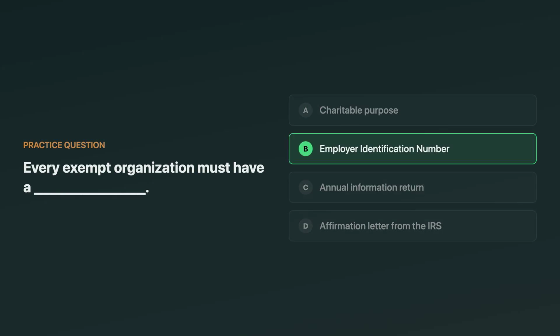The correct answer is an employer identification number, an EIN. Exempt organizations generally need an EIN for federal tax administration, filings, banking, and IRS correspondence. An annual return isn't required for every exempt organization, and an IRS determination letter isn't required for all categories, like many churches.